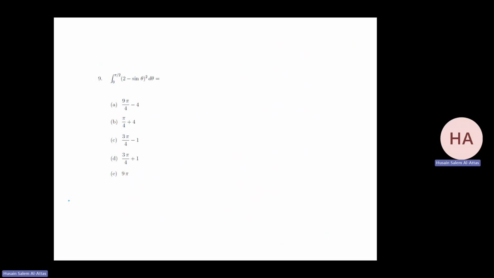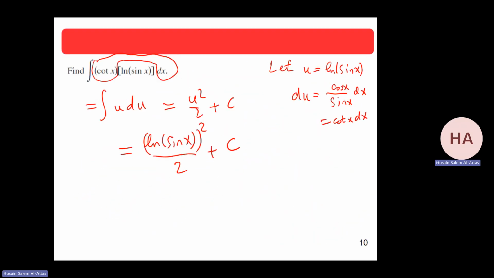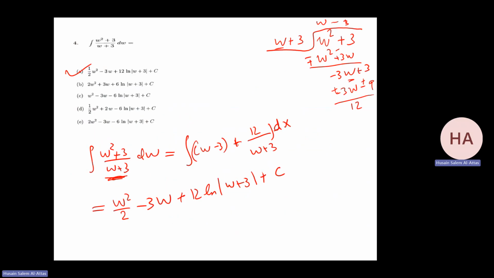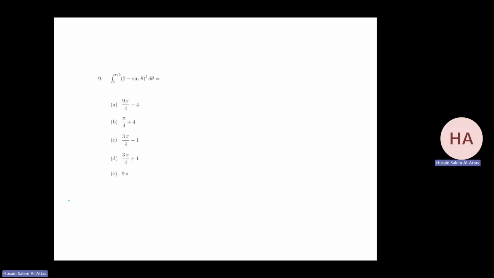Sometimes we expand, as they said here. We open the square. Okay, let us see what will happen. And there is another trick. So that will be the integral from 0 to pi over 2. I expand that: 4 minus 4 sine theta plus sine square theta, d theta. So I have three integrals. This one I can do, this one I can do. What about this one? I can do it.